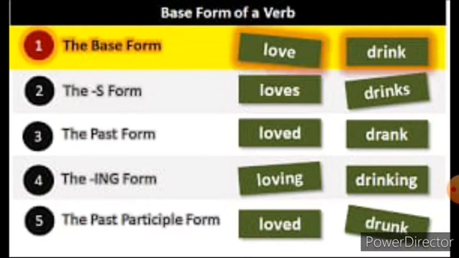Then what is the V3 form? That is the past participle form for drink: drunk. Drink, drank, drunk. This is the verb form here. That is the base of your verb. This you have to understand, children.